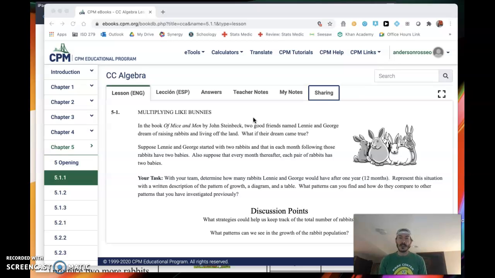And in the setting of the book, there's two guys named Lenny and George, and they are raising rabbits, okay? And suppose Lenny and George started with 2 rabbits, and each following month, those 2 rabbits have 2 baby rabbits. And suppose that every month thereafter, each pair of rabbits has 2 babies.